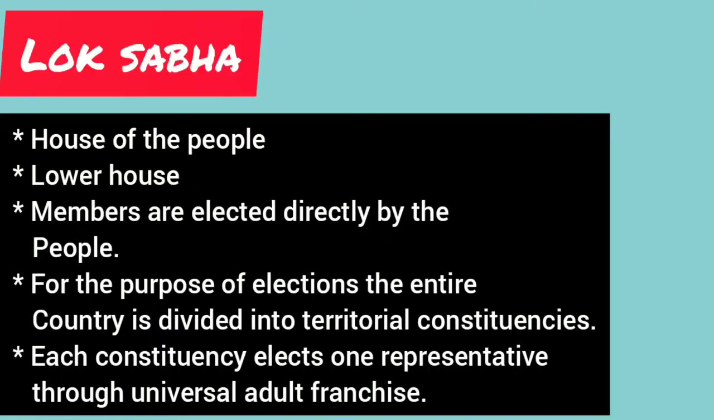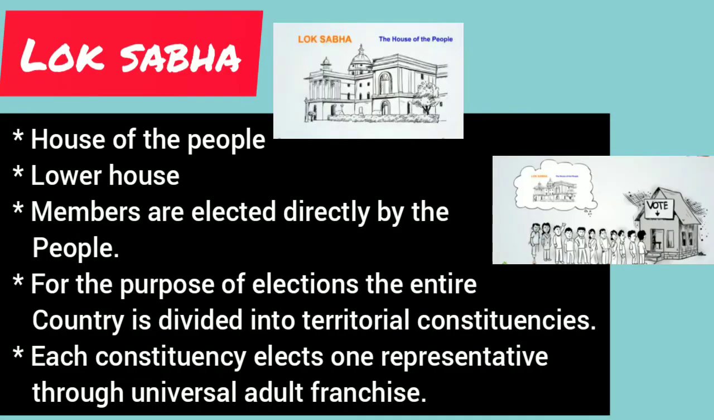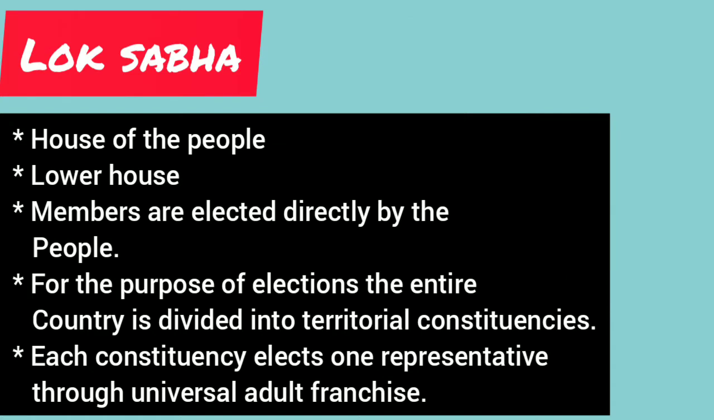Beta, Lok Sabha is called the House of the People. This is because its members are elected directly by the people. Members of the Lok Sabha are elected through the general elections. And beta, elections take place every 5 years. For the purpose of elections, the country is divided into constituencies. As we had discussed about constituencies in previous topic.